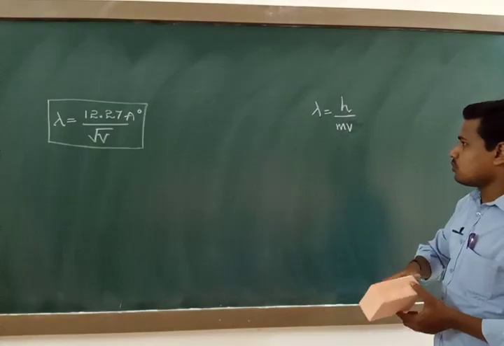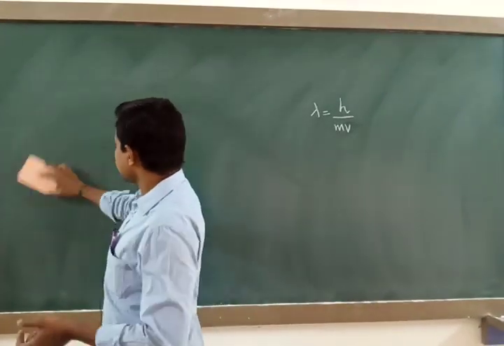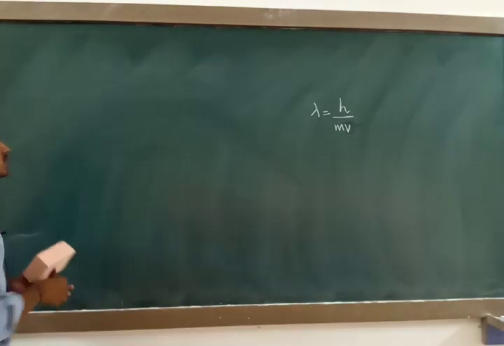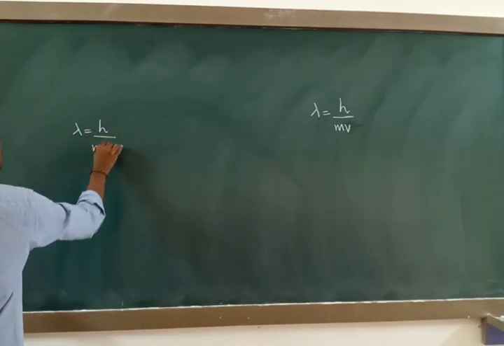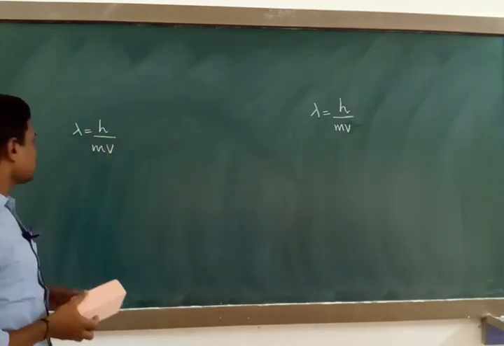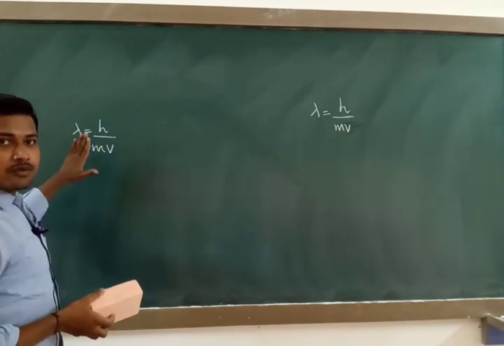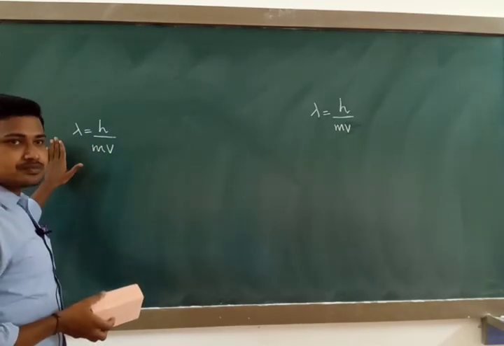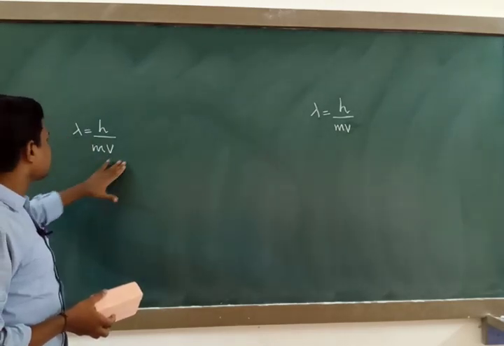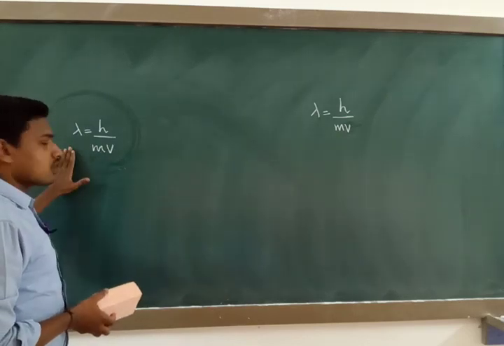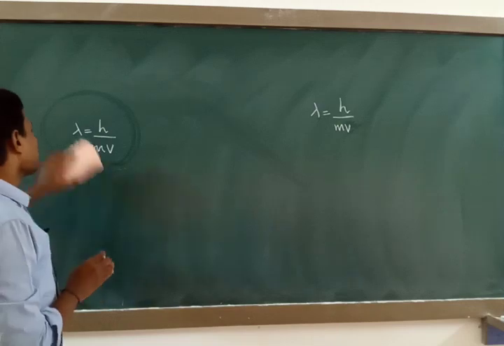Now consider de Broglie's wavelength formula, lambda is equal to h by mv. We can apply this equation for material particles as well as for waves, that is, for radiation. This is the generalized formula. It is applicable for the particles of radiation, and it is also applicable for material particles.